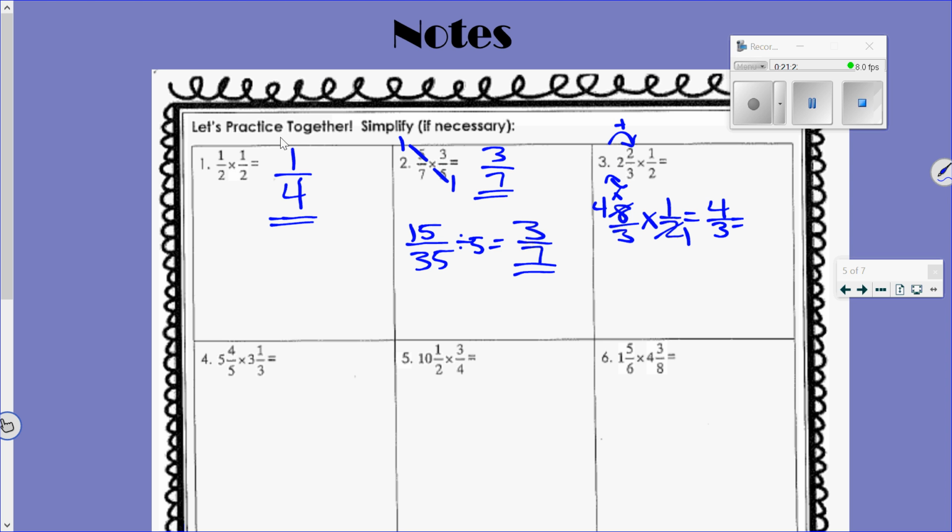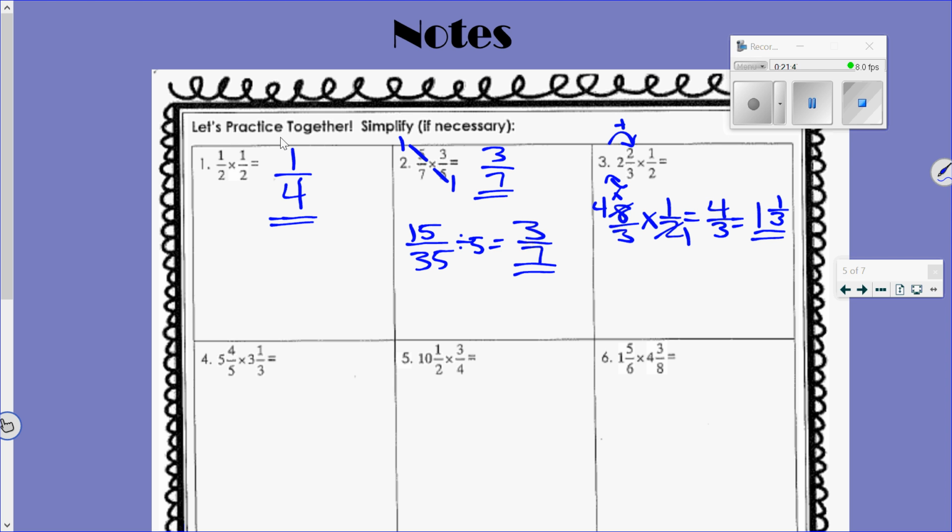Who knows how to go from an improper fraction back to a mixed number? Yeah, what do I do? Take how many times the denominator can go into the numerator. Good, so how many times will 3 go into 4? 1. So what's left over? That becomes my new numerator. 1 1/3.